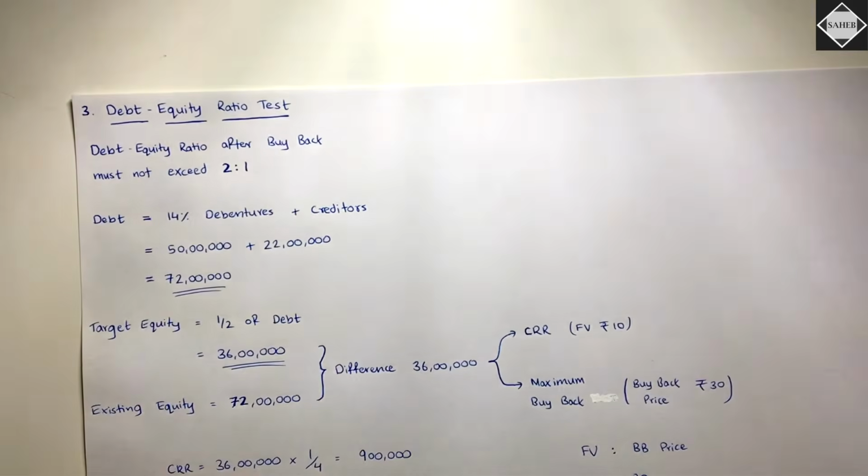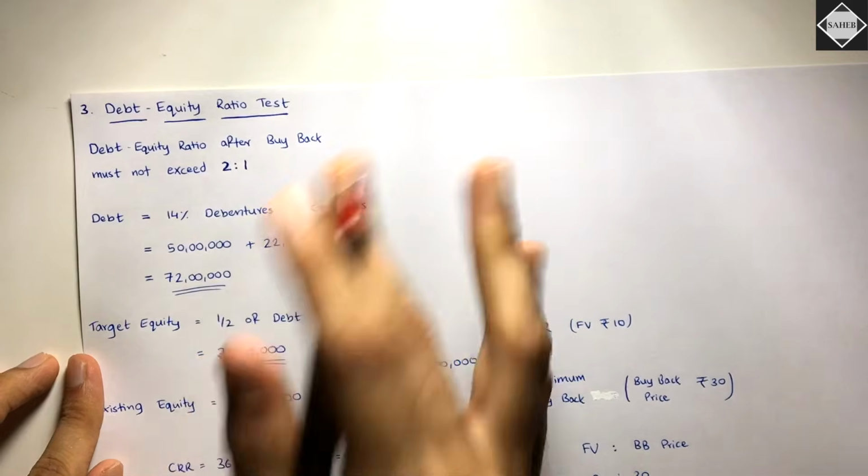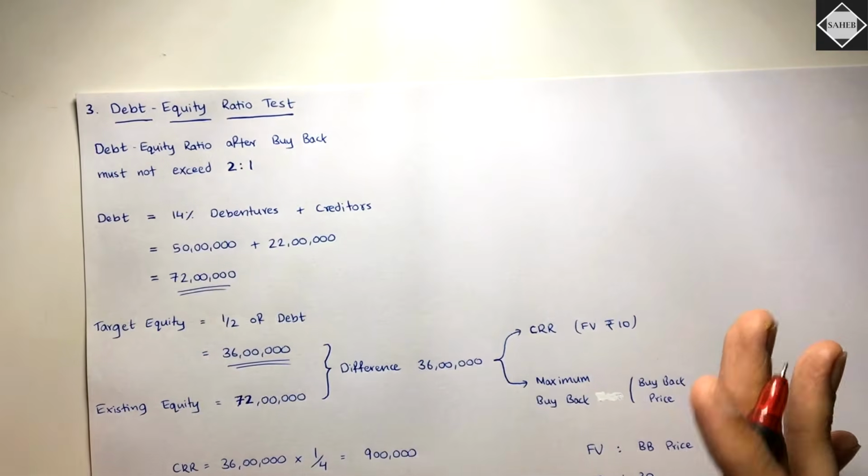So let's just recap what happened over here. See, we must maintain 2:1 debt equity ratio after the buyback. Okay, that's the condition.